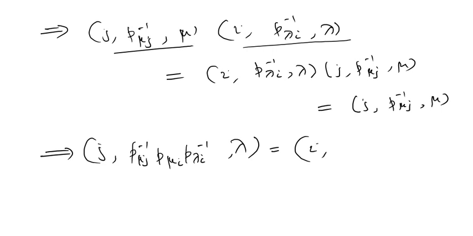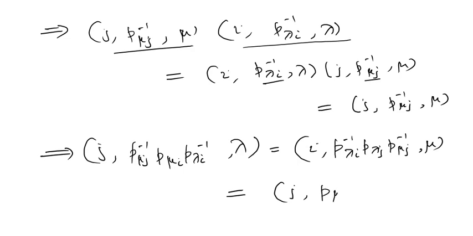This product is equal to P lambda I inverse, then P lambda J, then P mu J inverse, then it's mu here, and both are equal to this J P mu J inverse and mu. So if we equate these three tuples, we will get I equal to J and lambda equal to mu.